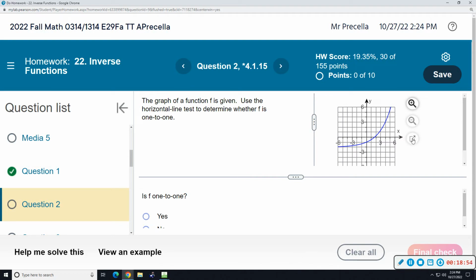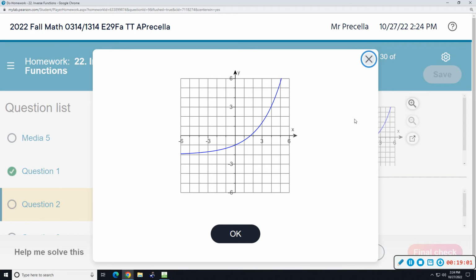Use the horizontal line test to determine whether f is 1-to-1. Try blowing it up like that. There are already horizontal lines drawn there. You're right. And so it's a function. It passes the vertical line test, but it passes the horizontal line test also. So this is a 1-to-1 function.